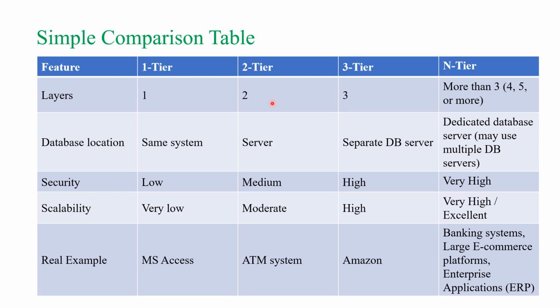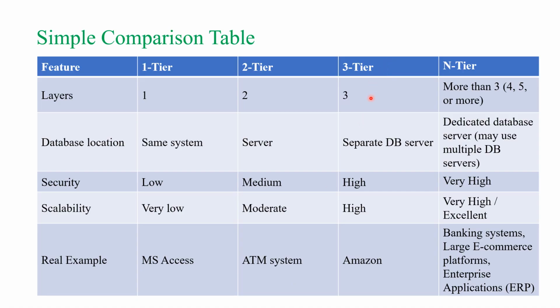In two-tier architecture, we have two layers. The database location is different from the user interface, that is the server system, it provides medium security, and it gives moderate scalability when compared to one tier and three tier. The real example is the ATM system.